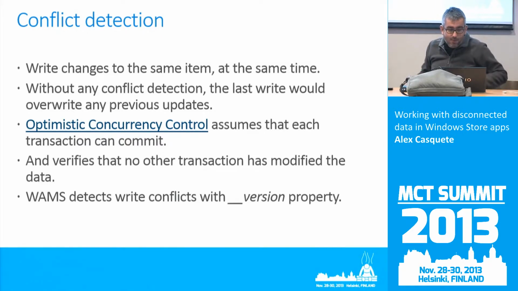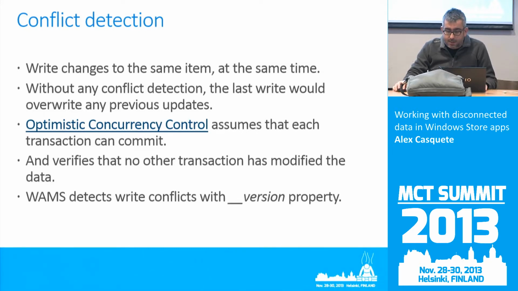But what happens if we have two or more clients, and in some scenarios the clients may write changes at the same time and to the same item? If we don't have any conflict detection, the last write would overwrite the last update.